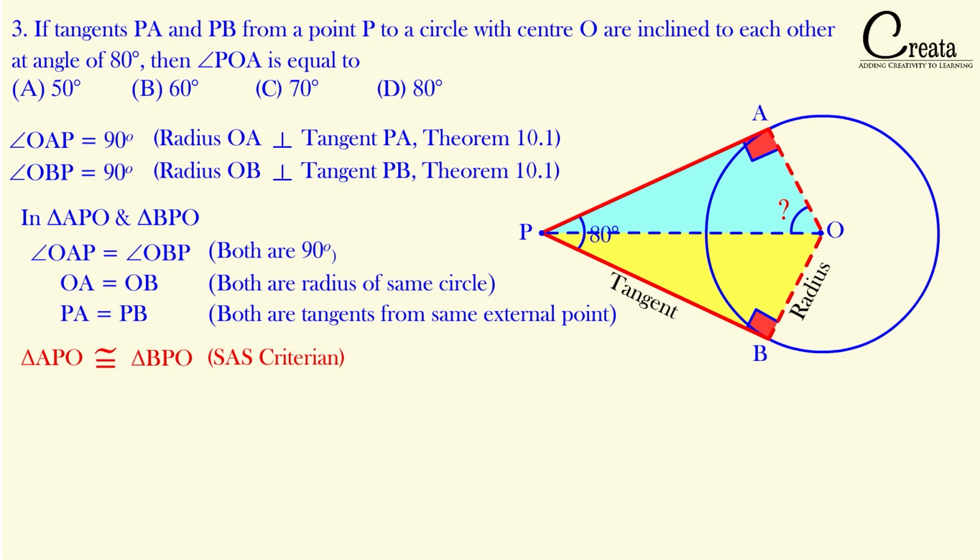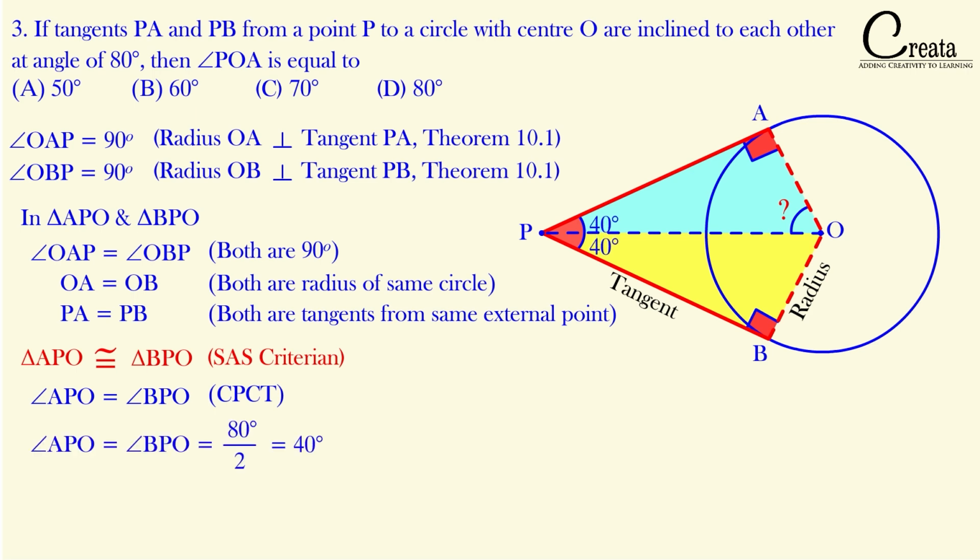Once we have two triangles as congruent, all the angles and all the sides will be equal to each other. CPCT: the two congruent triangles are exactly copy paste of each other. So we can say the corresponding angles will also be equal to each other. Angle APO is equal to angle BPO, by CPCT, the corresponding parts of congruent triangles are equal. The complete angle is given as 80 degrees and both the angles are equal, so each angle will be equal to 40 degrees.